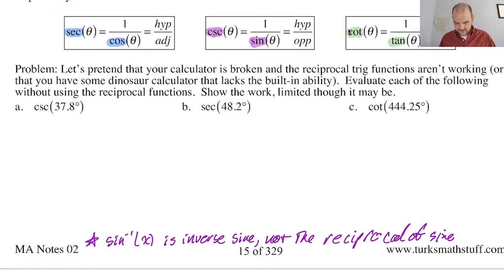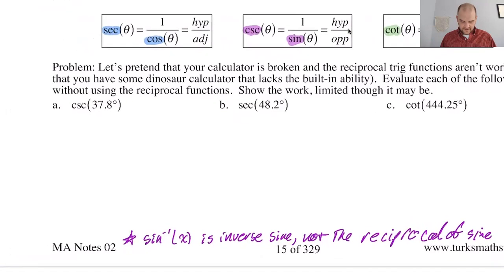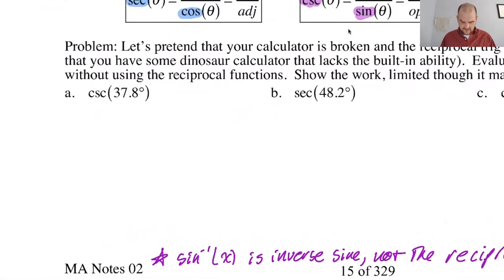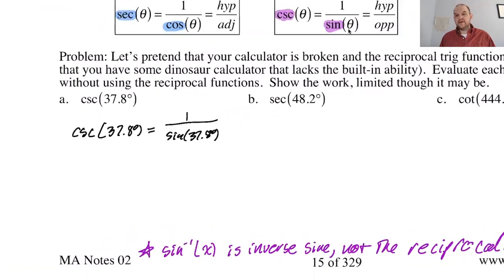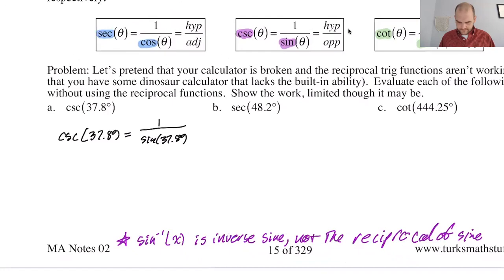So here's what we can do. If a problem says, figure out cosecant of 37.8, well, I know that cosecant is the reciprocal of sine. So I know that the cosecant of 37.8 degrees is 1 over the sine of 37.8 degrees. And I'm going to use a calculator in a second to get that.